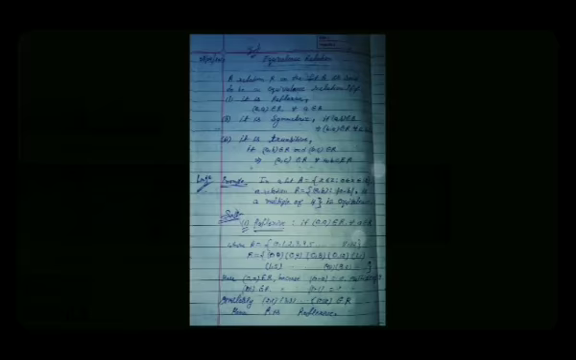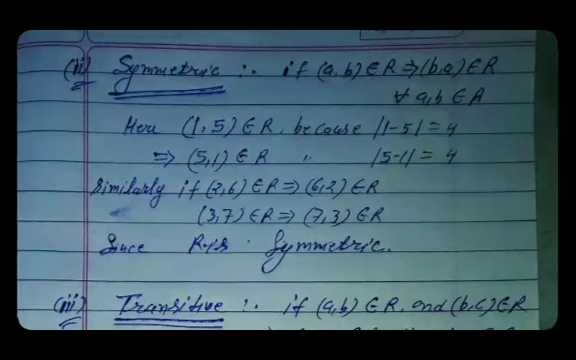Next is the symmetric relation. Symmetric relation: if (a, b) belongs to R, then (b, a) is also an element of R for all values of a, b belonging to A. Here let an element (1,5) belong to R, which satisfies the condition of mod: |1 - 5| = 4 is divisible by 4. Now we can show that (5,1) also belongs to R because |5 - 1| = 4 is also divisible by 4. Similarly (2,6), (6,2), (3,7), (7,3) also belong to R, since R is a symmetric relation.